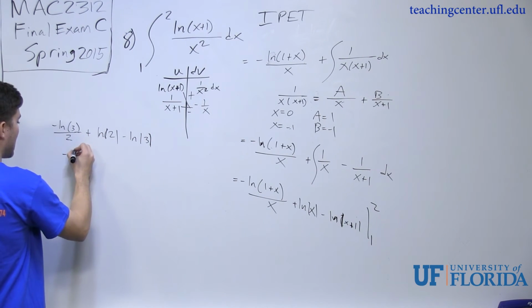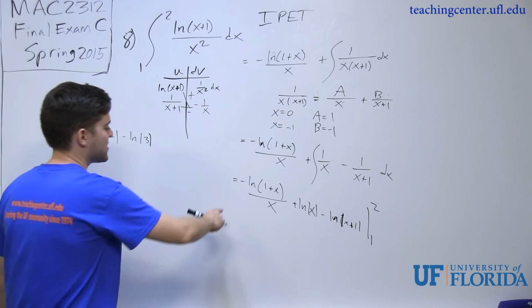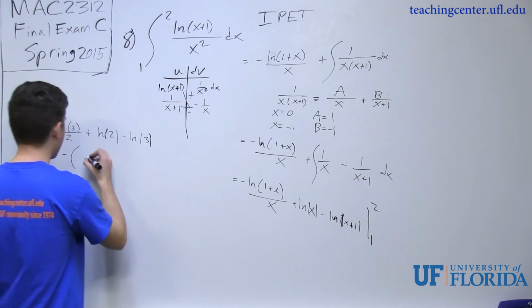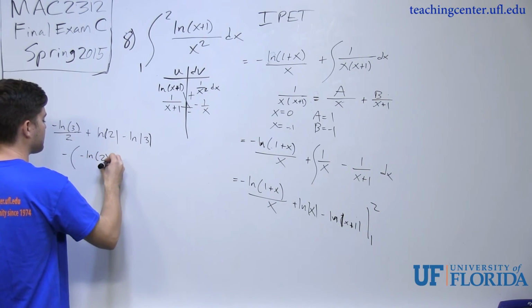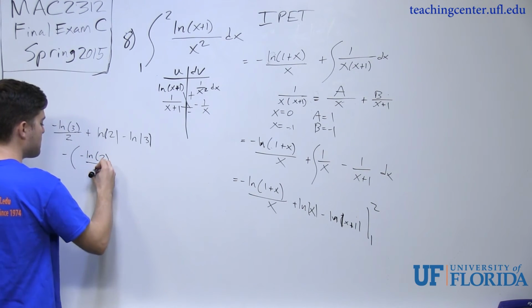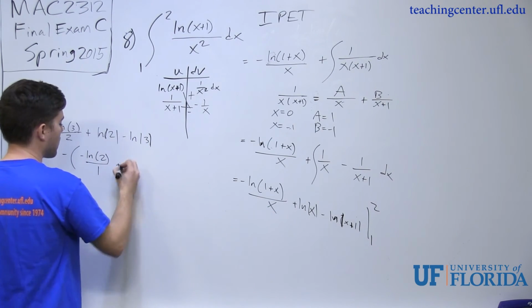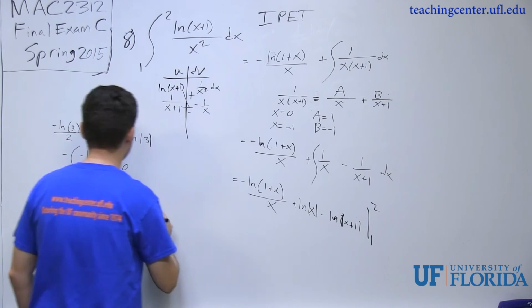Then I have a minus sign. That minus gets distributed to all these terms, so I'm just going to write them in parentheses. So I end up with negative natural log of 2 over 1 plus natural log of 1. Natural log of 1 is 0, minus natural log of 2.